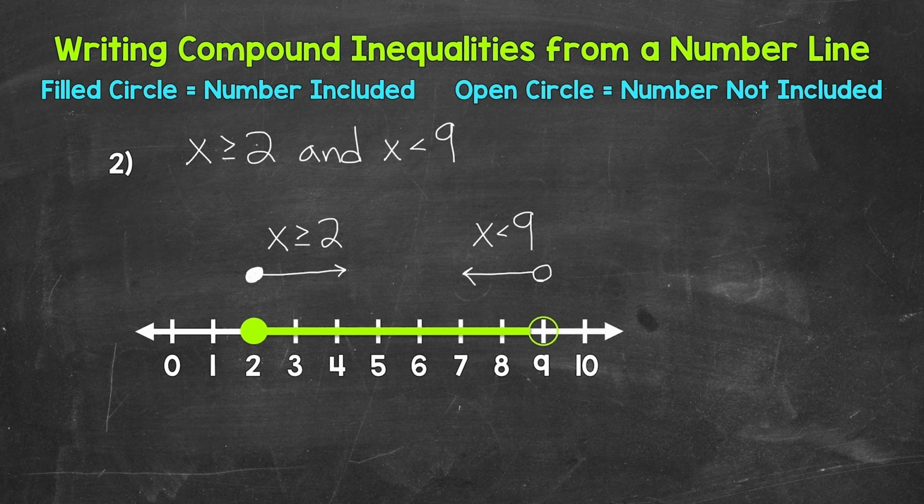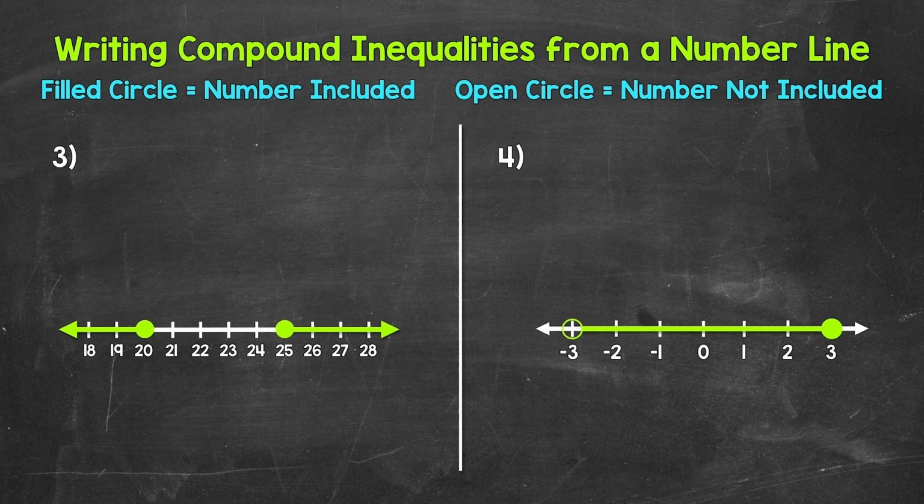Now remember, we can write and compound inequalities without the word and. So we can write this as x. I like to write the variable down first, and it goes in the middle, is greater than or equal to 2 and less than 9. So again, x is greater than or equal to 2 and less than 9. And that's our compound inequality written out from the number line. Let's move on to numbers 3 and 4.